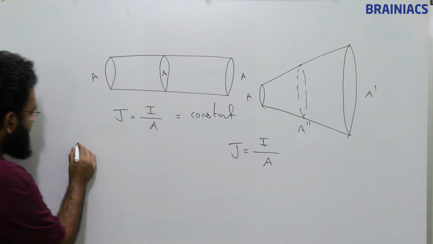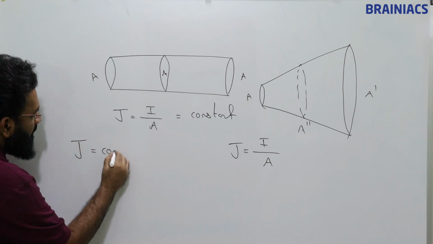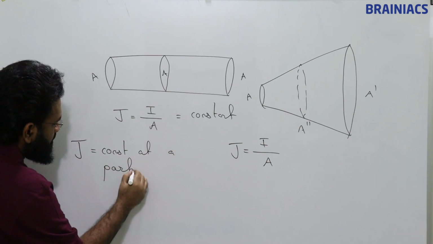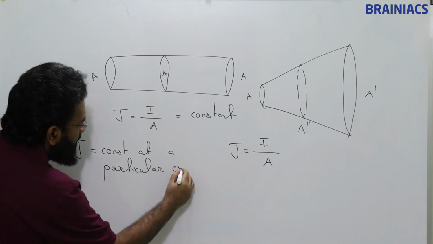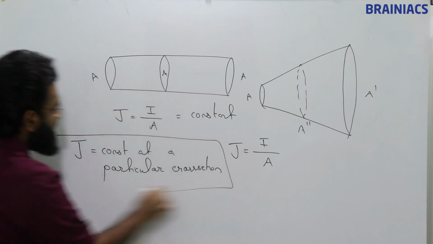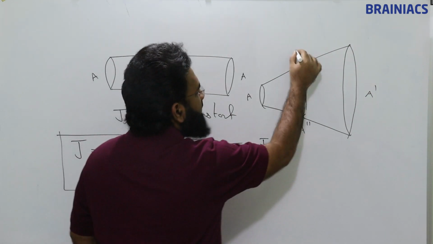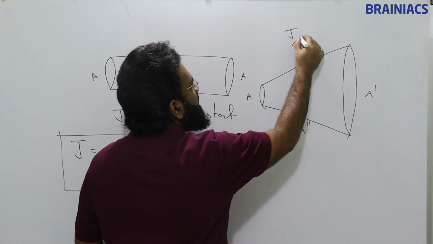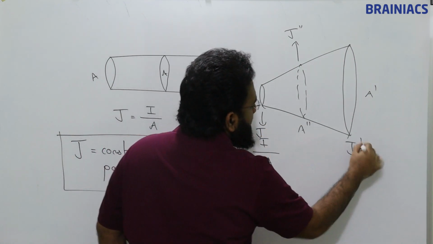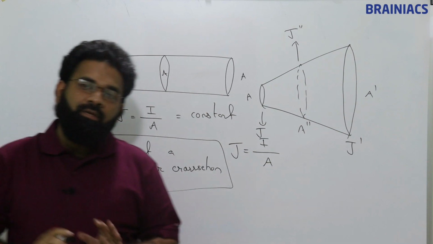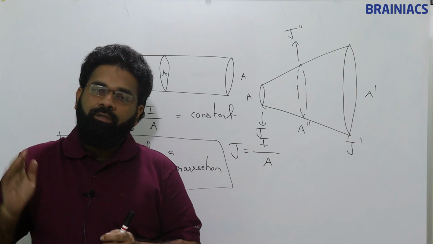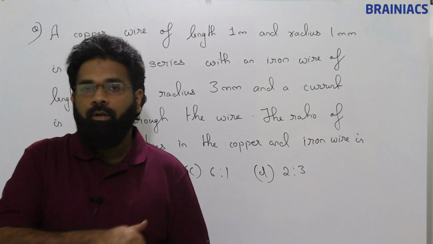So current density J is constant at a particular cross section. If we consider, this is going to be J double dash, here this is J, here J dash. So current density will be constant at a particular cross section, but if the area is varying, it will be changing throughout. Okay, so here is another question.